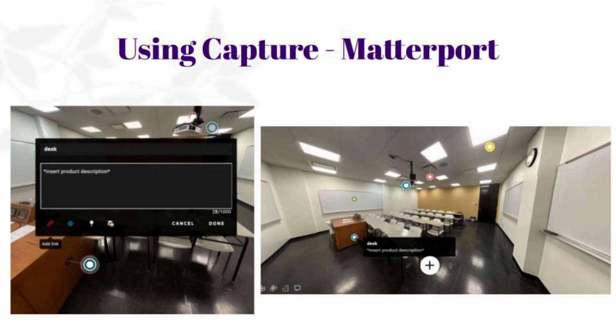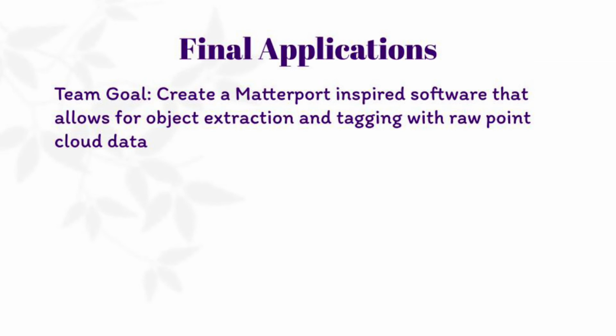This is an example of the tagging feature in Matterport. Once the scanned file is uploaded to the Matterport browser, users can insert product links and other data into a tag. The tags can be color-coded and categorized to fit the user's needs. Our final application as a team was to create a software similar to Matterport that allowed for measuring and equipment tagging, but with the raw point cloud data instead of the 360-degree photo display that Matterport provides.